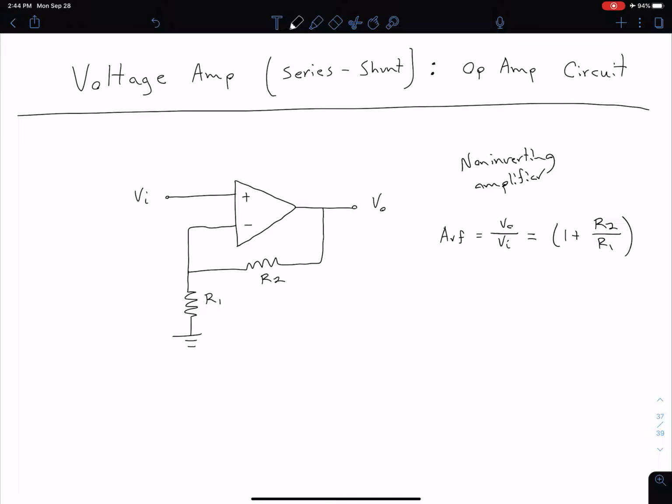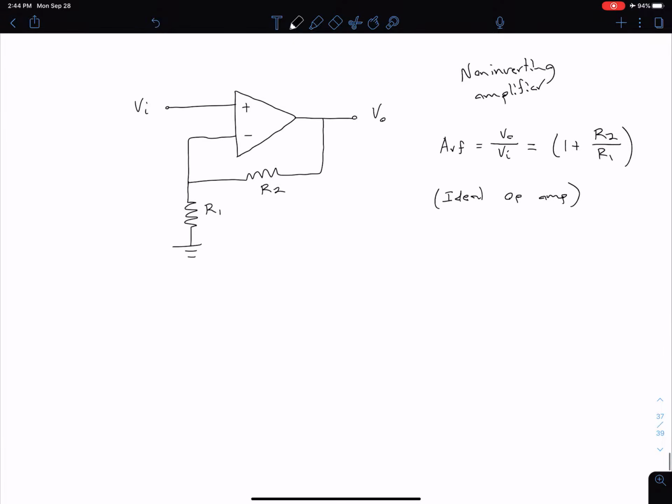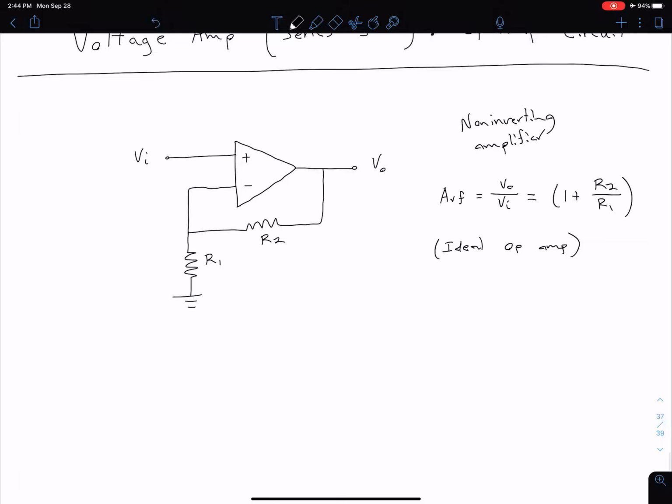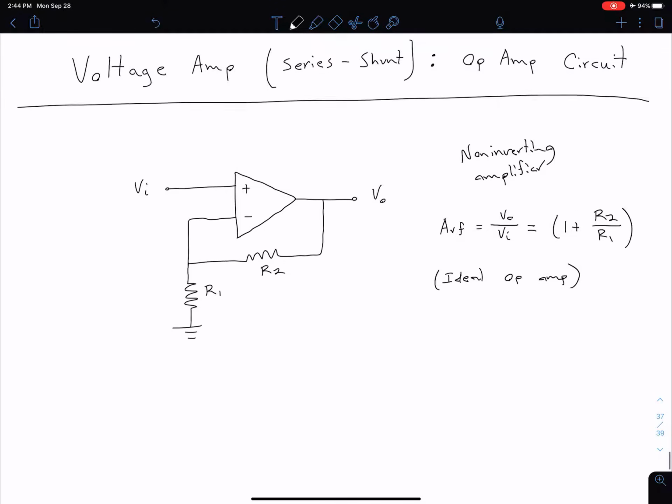And so this was just what we found in a previous class using our ideal op-amp analysis. So let me put in parentheses under here just to be consistent. This was assuming that we had an ideal op-amp. Okay, so now if we consider the general equation, for the moment, just take my word that this is going to fit our series shunt configuration.